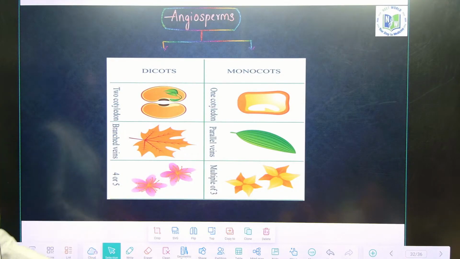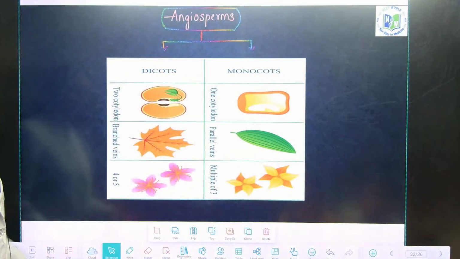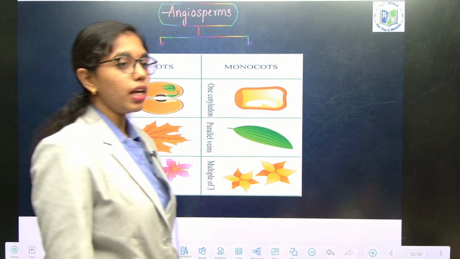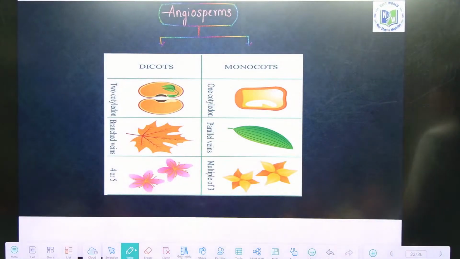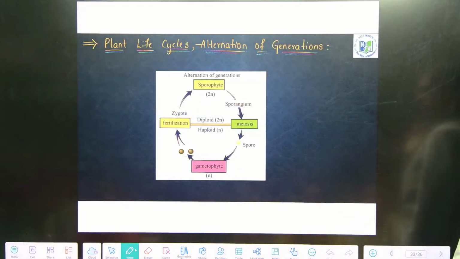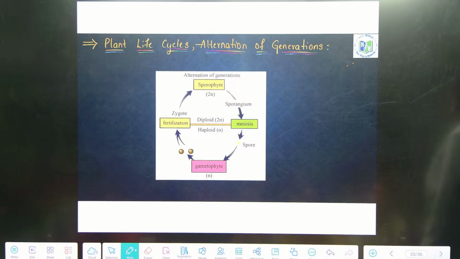4 or 5. Sorry, 3 or multiples of 3. We are talking about dicots, no? Dicots though it is 4 or 5, and monocots though it is 3 or multiples of 3, like poaceae members. Okay. Venation is parallel, and how many cotyledons are present? Single cotyledon.